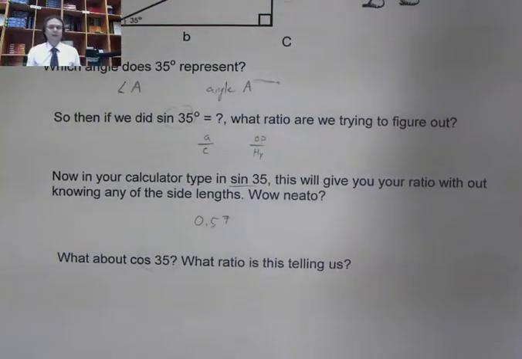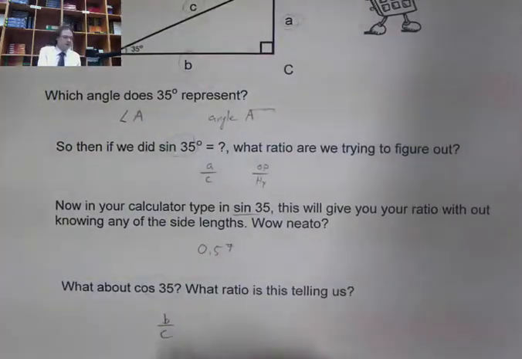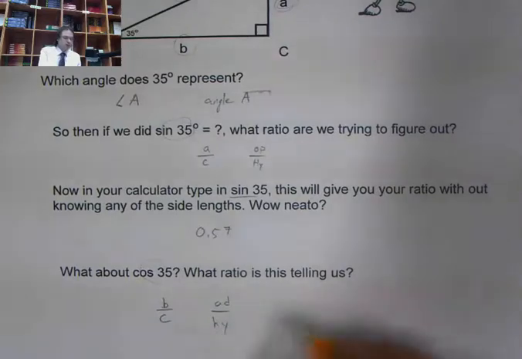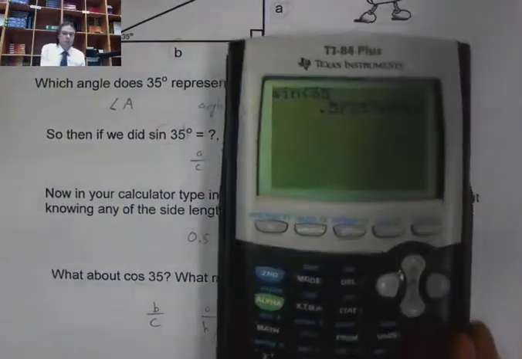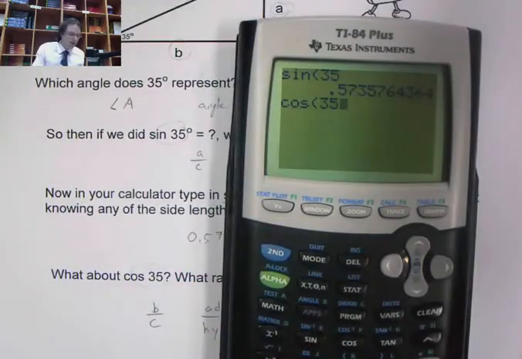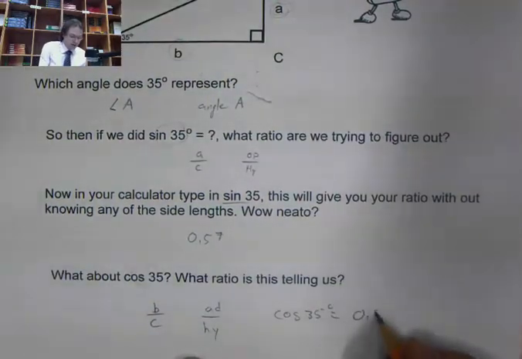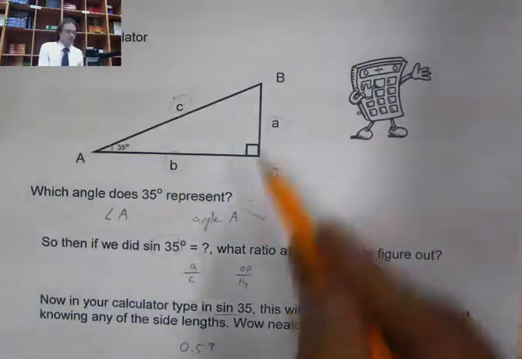Okay, so what about cos 35? What is the ratio of this telling us? Well, cos 35 is telling us B, the adjacent, over the hypotenuse. So B over C, which is adjacent over hypotenuse. So cos 35 degrees is equal to, all we have to do is type in cos 35, and I get 0.819, which is 0.82. That is my ratio of B divided by C. My ratio of A divided by C is 0.57. There we go.